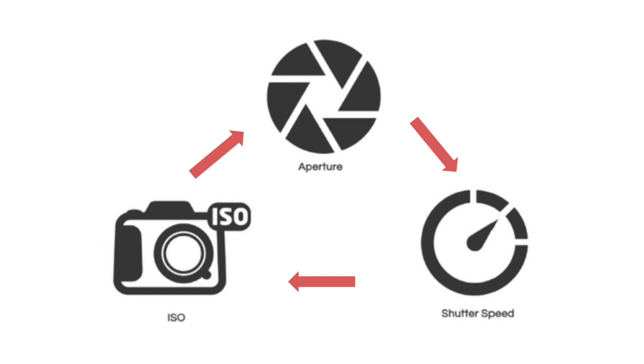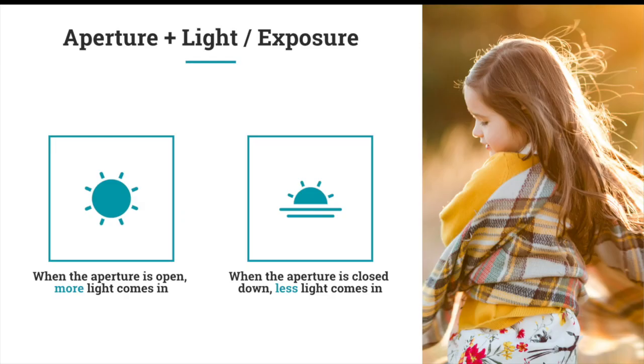The first thing that you want to understand is that when your aperture is open or wider, or that opening is more open in your lens, there's more light that is able to come into your lens. So that makes quite a bit of sense, right?